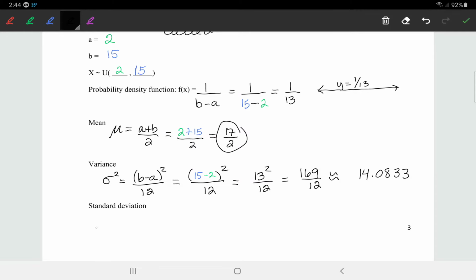And then to find the standard deviation, remember, we just take the square root of sigma squared. That is the square root of 169 divided by 12. And this is approximately 3.7528.